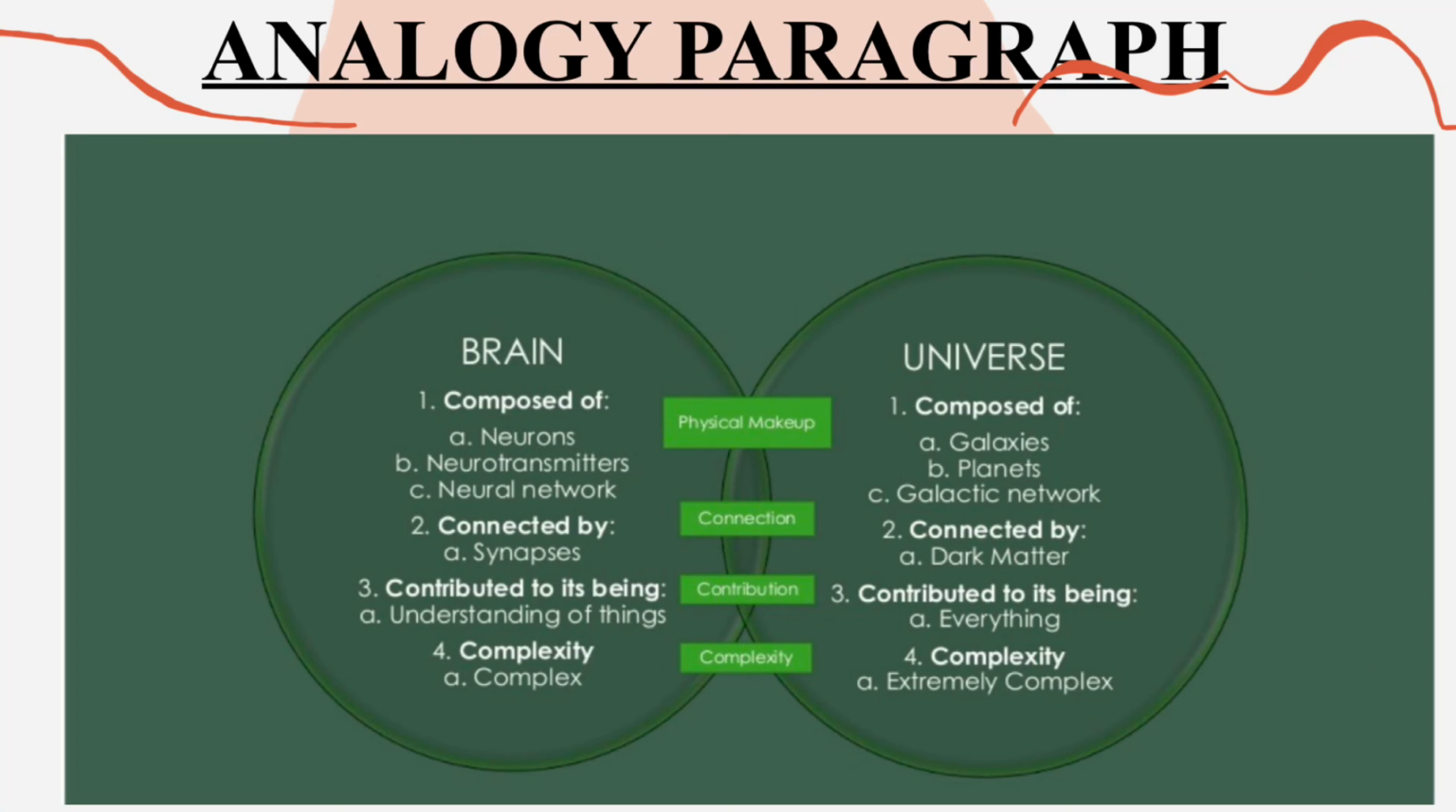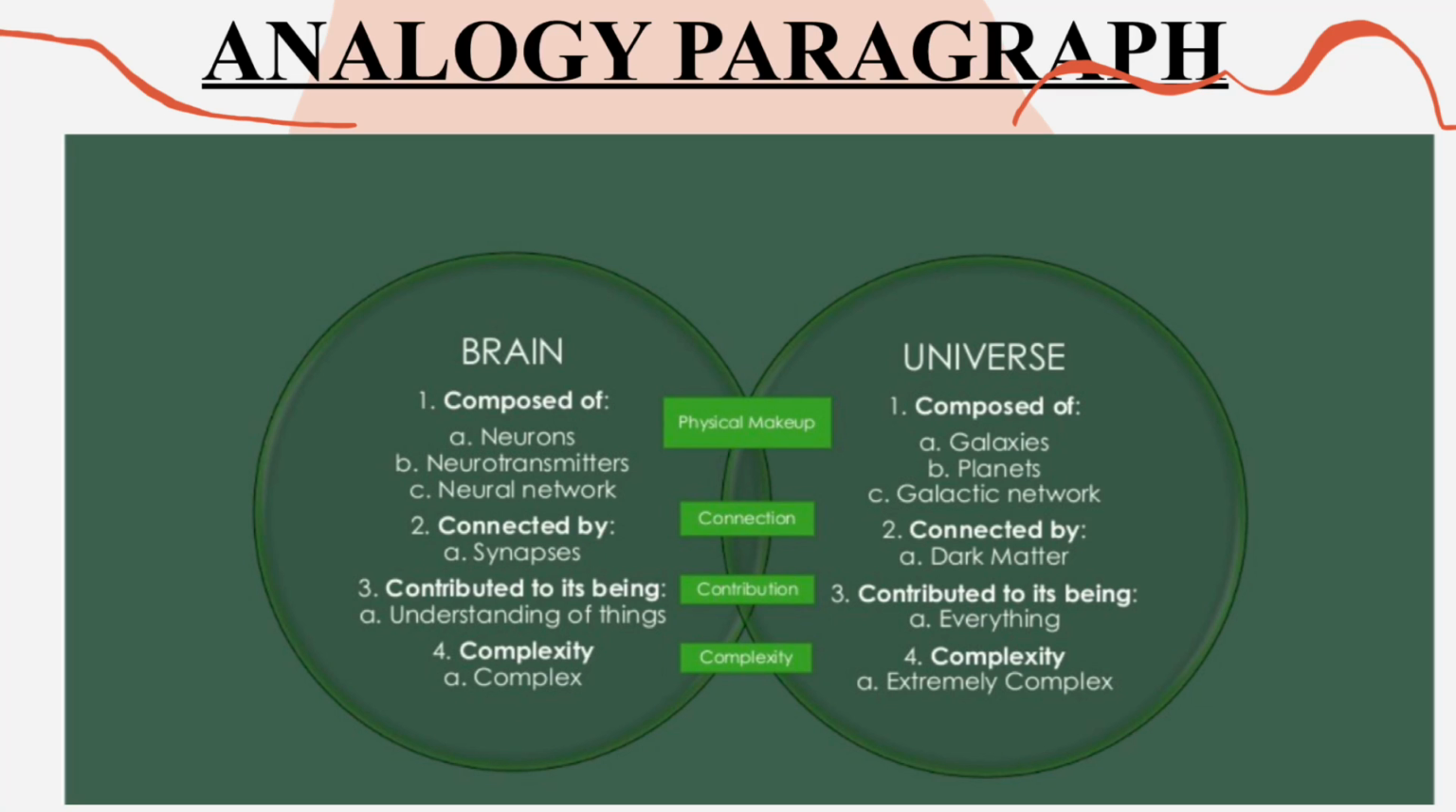As discussed in the previous slides, analogy determines the relationship of two different ideas through comparison. We have here a Venn diagram showing the resemblance and relationship between the two. In this example, the brain is compared to the universe. How is the brain similar to the universe?